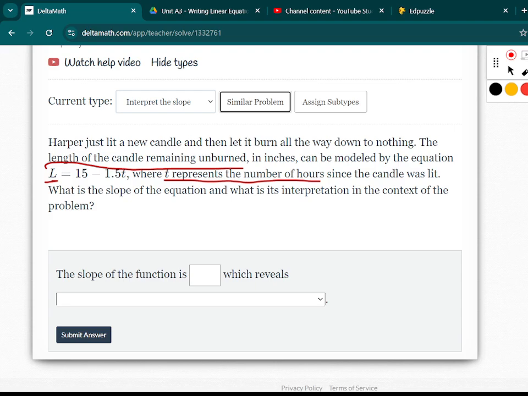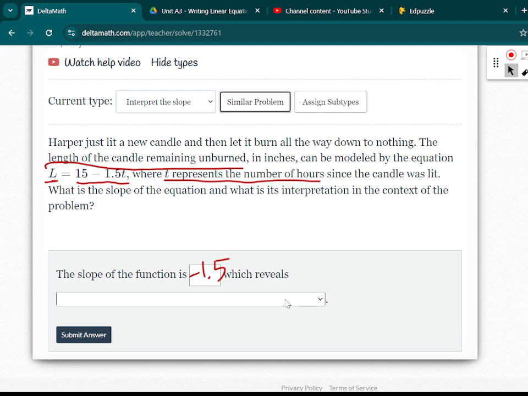Slope is always attached to the variable. Does not matter what the equation looks like. It's always going to be attached. The only thing to watch out for is whether or not it is negative. In this case, we've got 15 minus 1.5t. So it's the 1.5t that we want, and it's going to be negative because we are minus 1.5t.